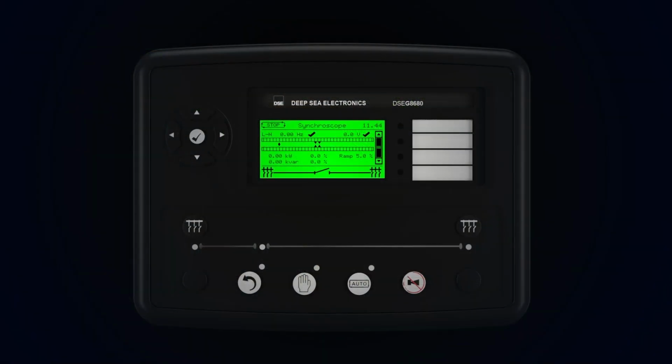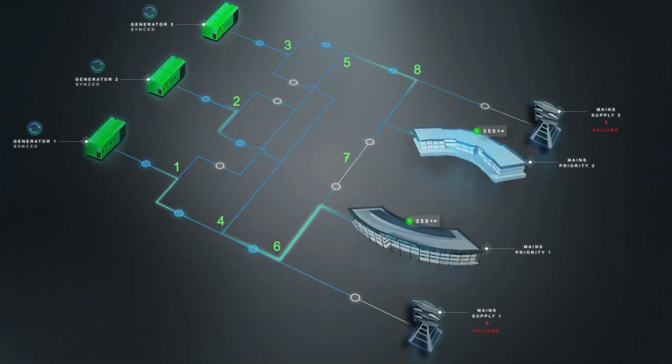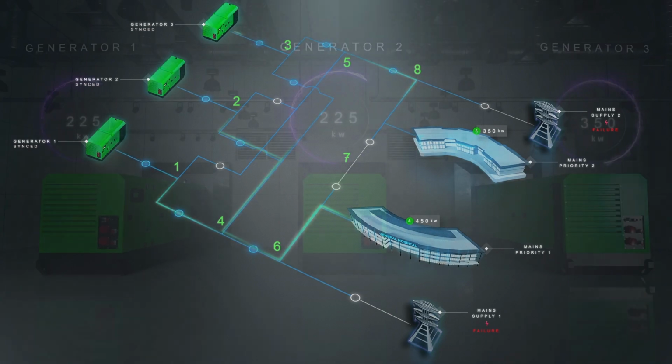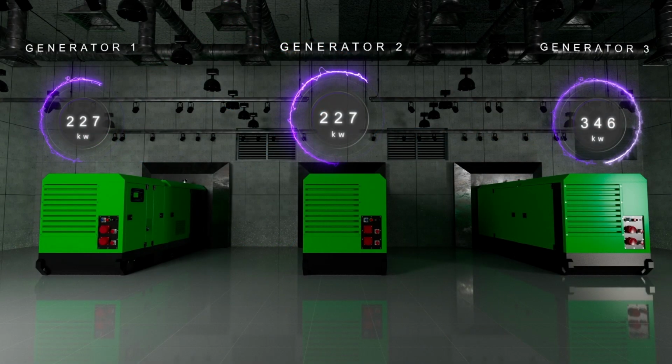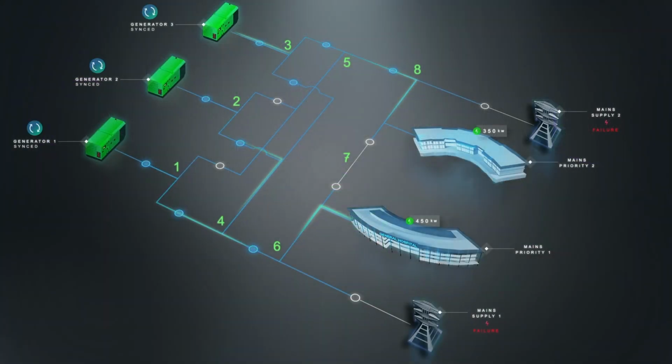To resolve this, generator 3 needs to be synchronized with generators 1 and 2. Breaker 8 closes, and all 3 generators share the full load. Breakers 5 and 7 close for load security reasons.